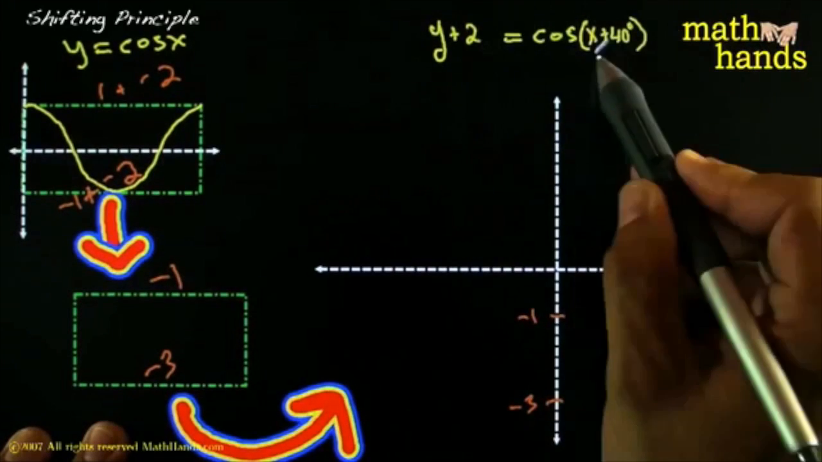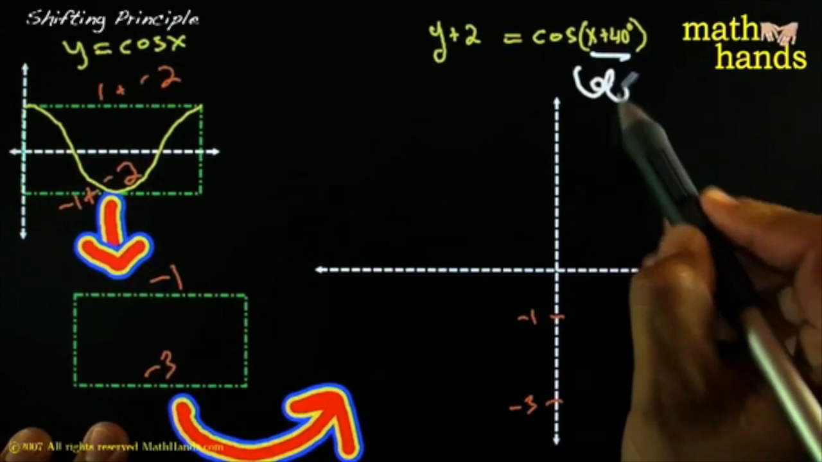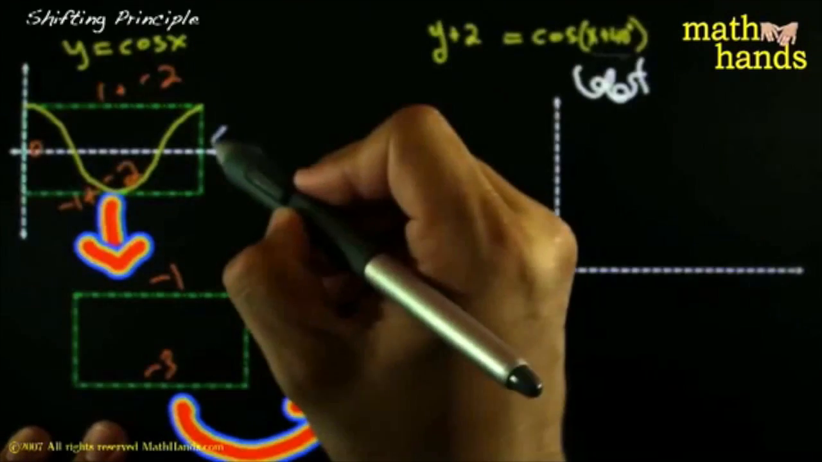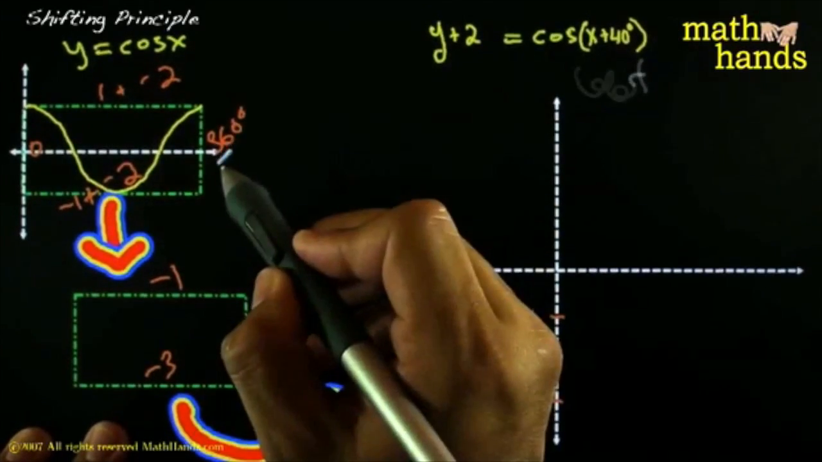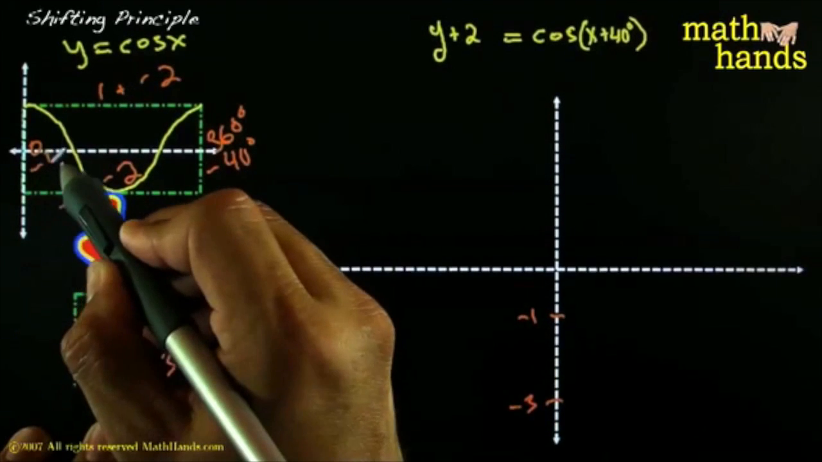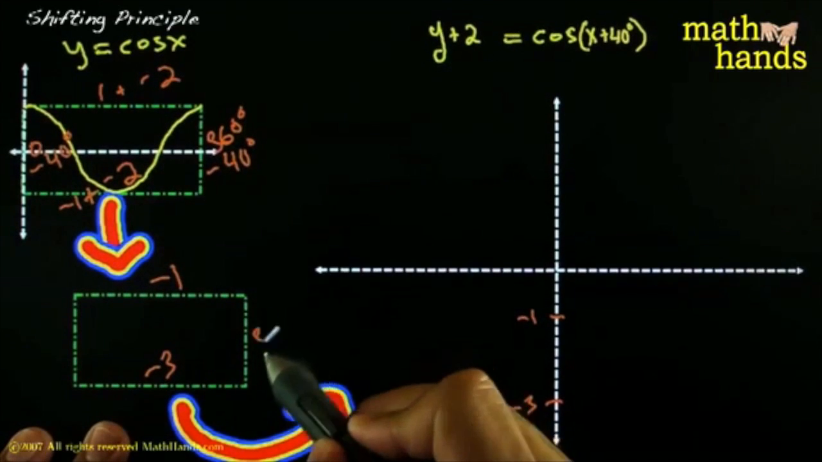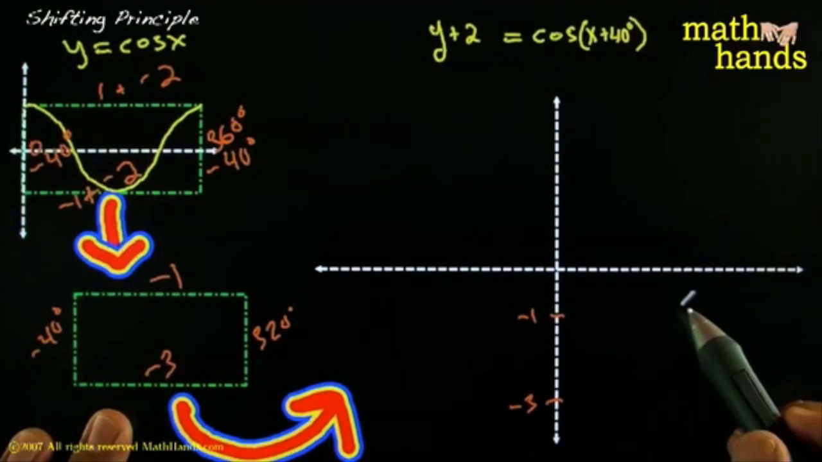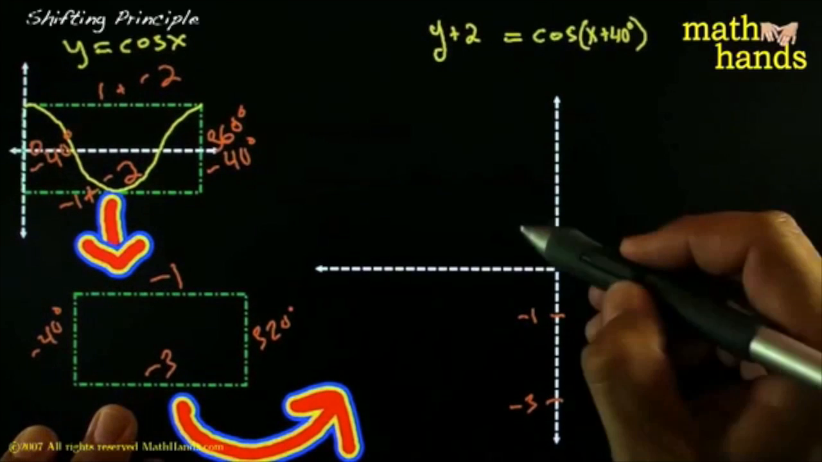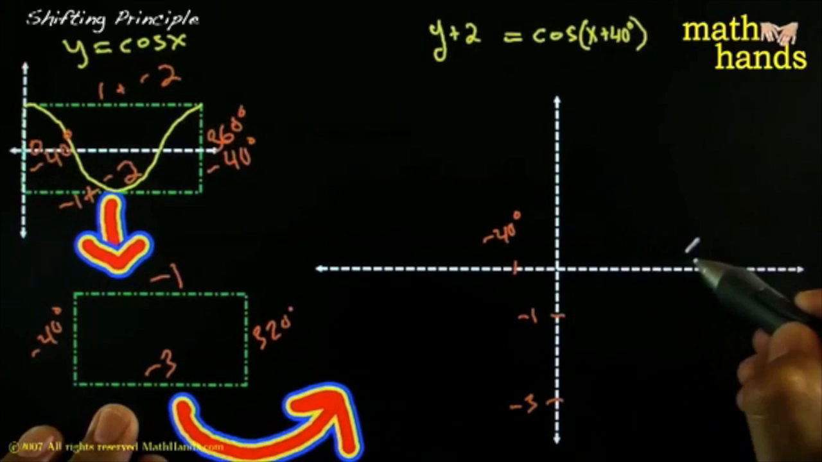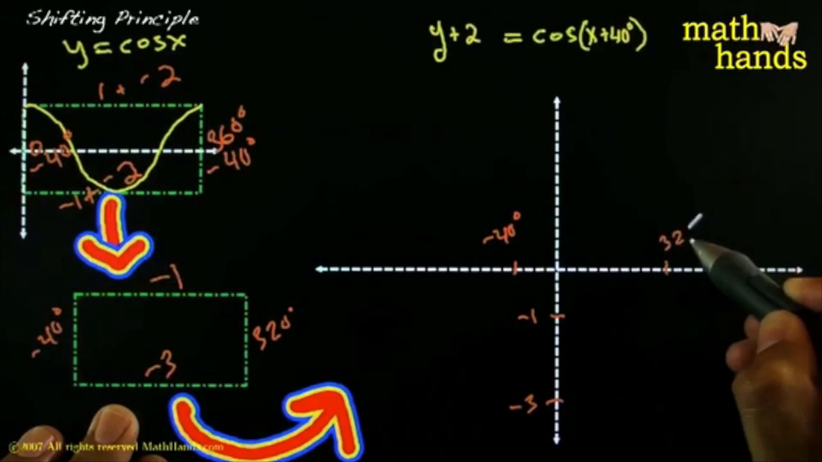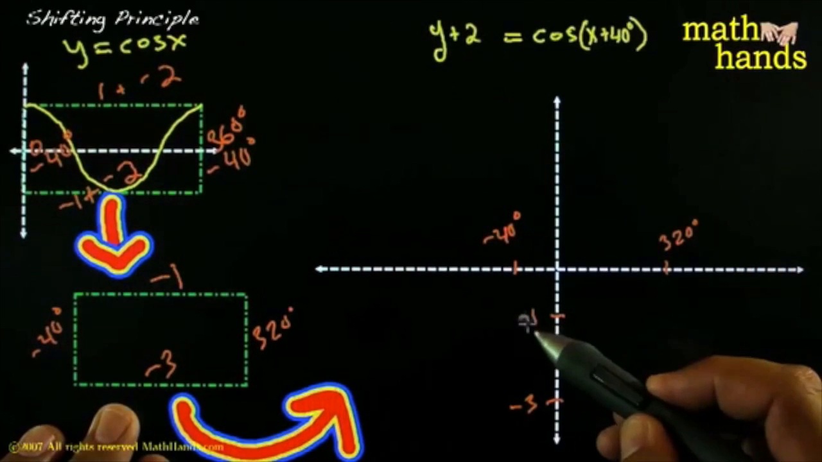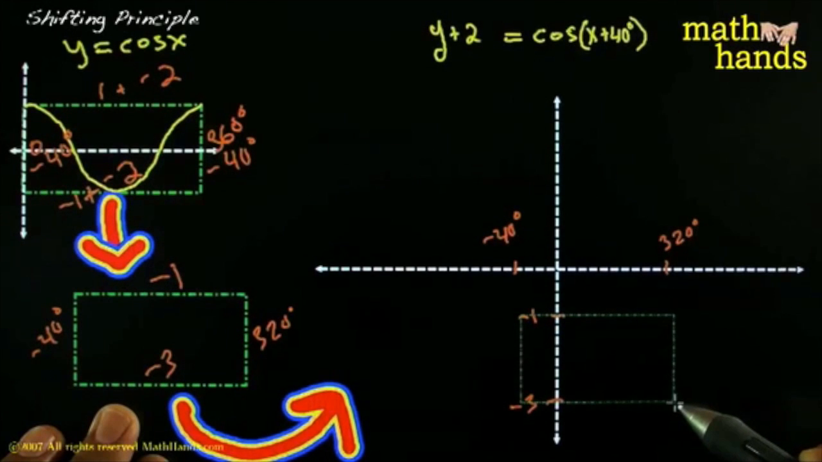Let's look at the x's now. This piece right here tells you you're going to shift left 40 degrees. So if these were 0 and 360, how do we go left 40? You've got to subtract 40 degrees, and you've got to subtract 40 degrees. That would put you at 320 degrees and negative 40 degrees. So the new box would be negative 40 degrees and 320 degrees. I've got to make my box fit nicely right into that area. That would go from here to there.